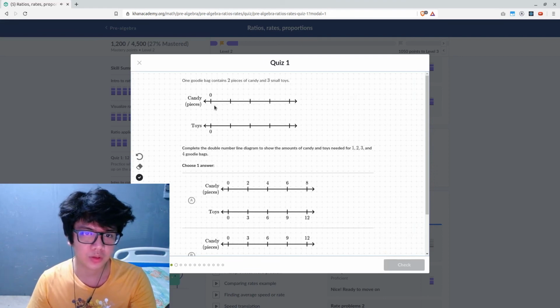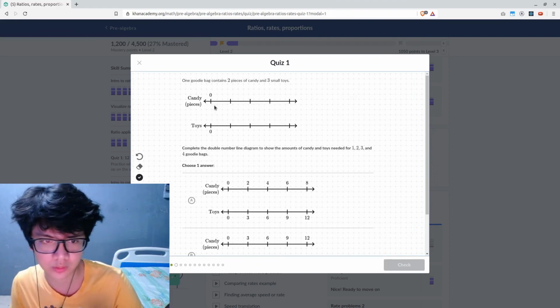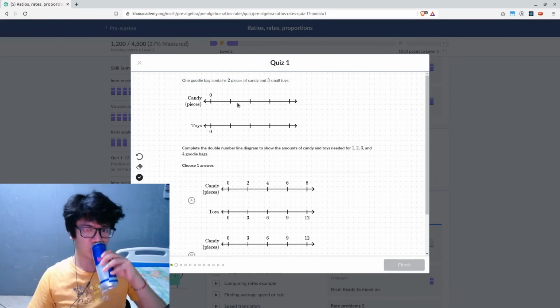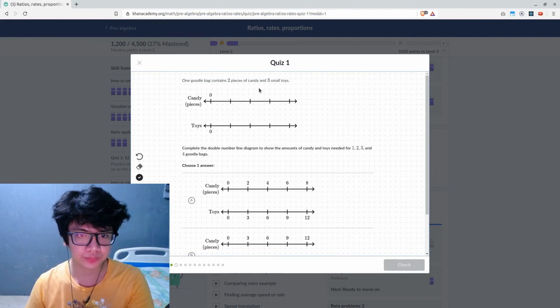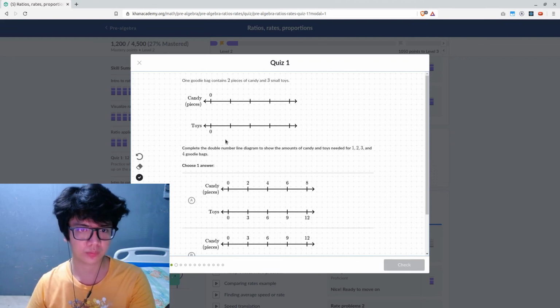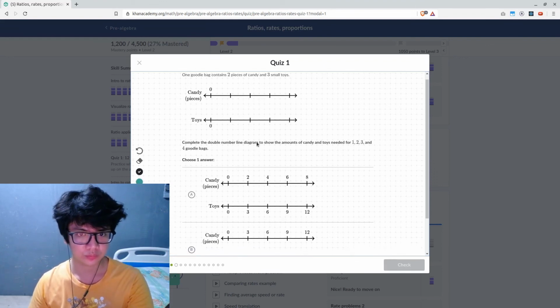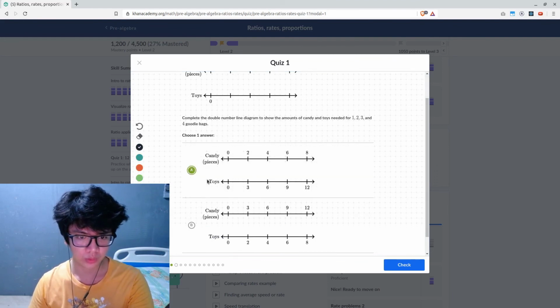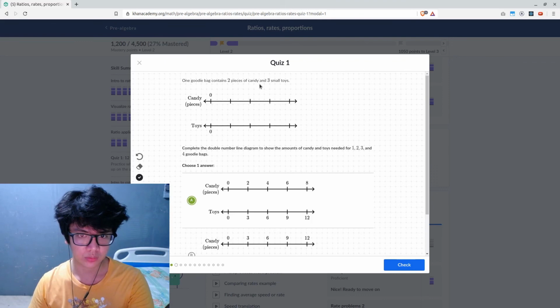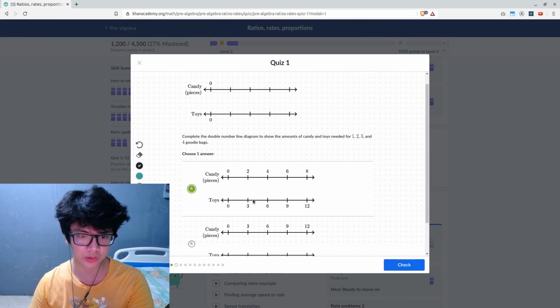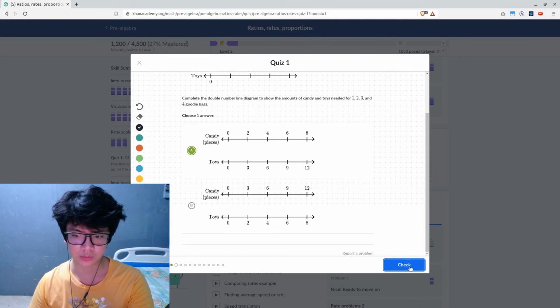One goodie bag contains 2 pieces of candy and 3 small toys. Let's put it back. 2 to 3. 2, 3, 4, 6, 6. Candy, toys. 3 small toys, 2 candies, 3 small toys. Candy, strawberry, no, okay.